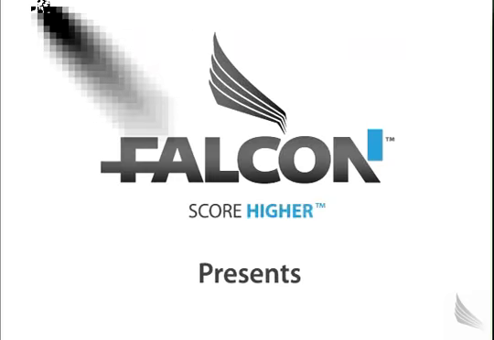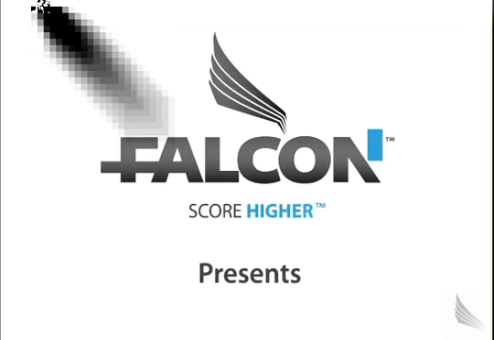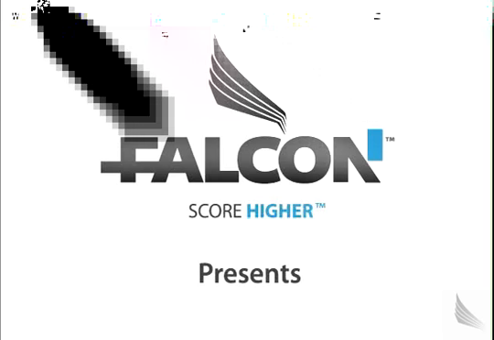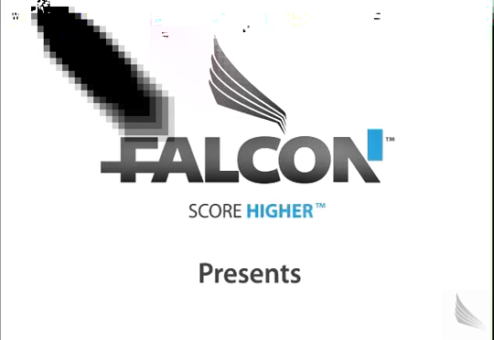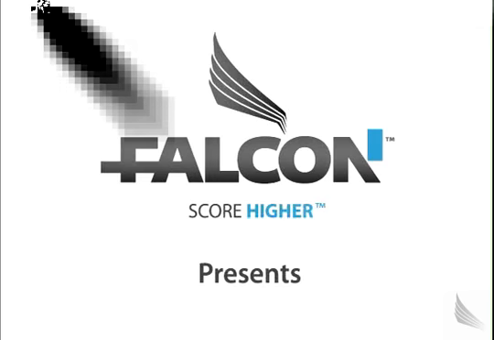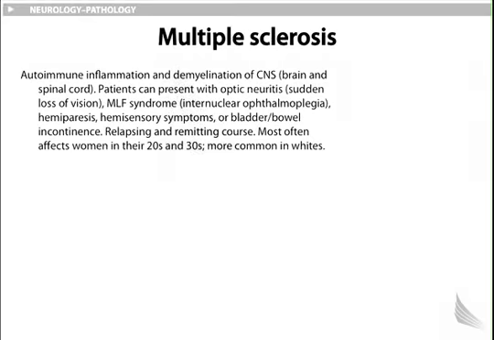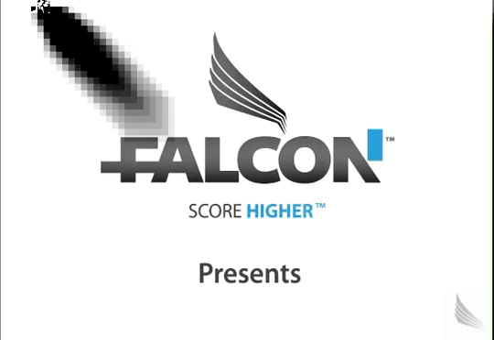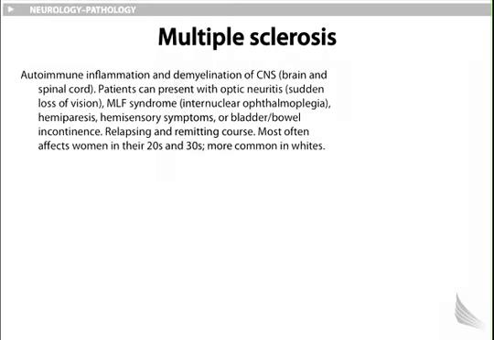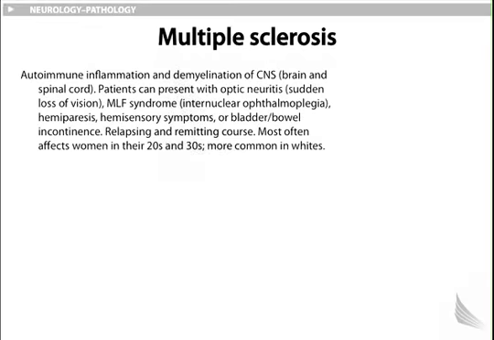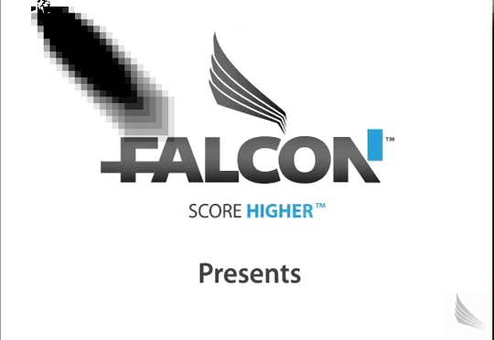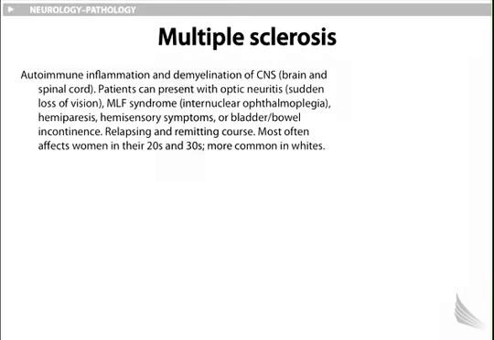Another major source of neurologic morbidity is multiple sclerosis. This disease is fundamentally a disease of autoimmune inflammation and demyelination of the central nervous system, brain and spinal cord. These patients can present with optic neuritis, presenting as a sudden loss of vision, a medial longitudinal fascicular syndrome causing an internuclear ophthalmoplegia, hemiparesis, hemisensory symptoms, bladder or bowel incontinence. Often these patients have a relapsing and remitting course. It most often affects women in their 20s and 30s and is more common in whites.